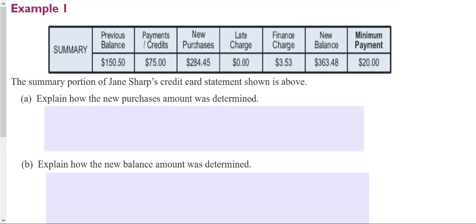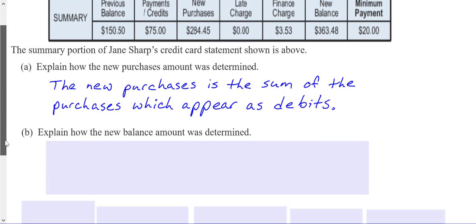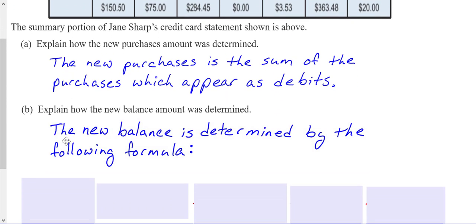So in this first example, we're going to look at the summary portion of Jane Sharp's credit card statement shown above. So how are new purchases amounts determined? So the new purchases, this is going to be the sum of the purchases which appear as debits. So they are the items that are added to what you owe. And how the new balance is determined is by using the following formula.